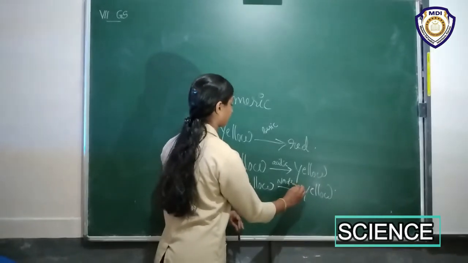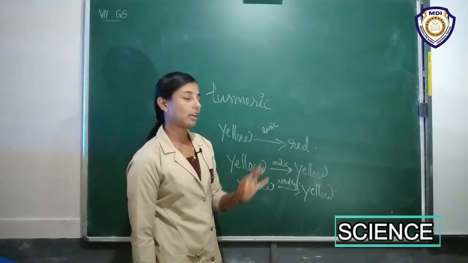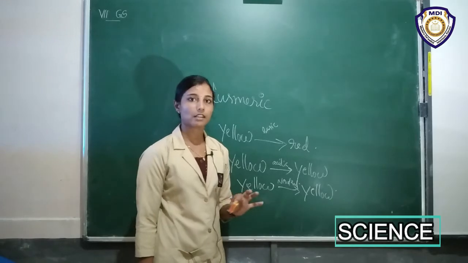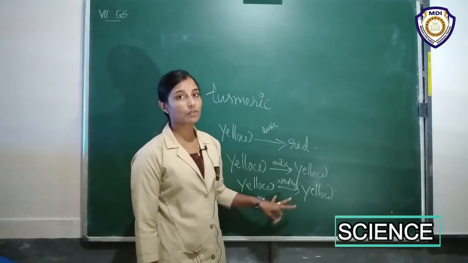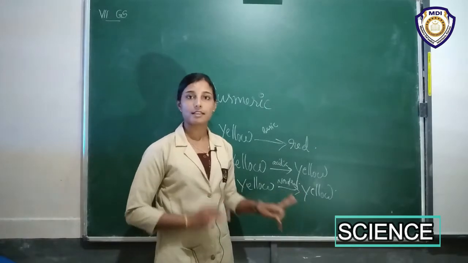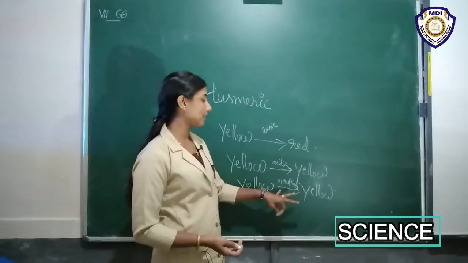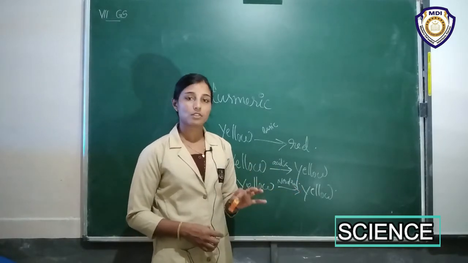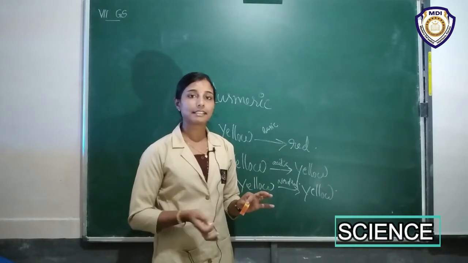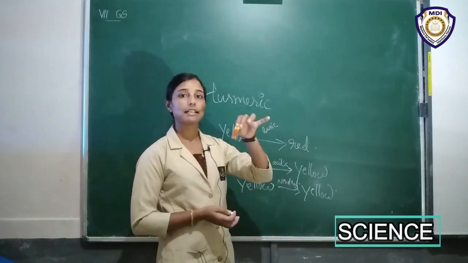So how can we differentiate these two using a turmeric indicator? In an acidic solution and in a neutral solution, turmeric remains yellow. So how can we find whether it is acidic or neutral using this turmeric? We have to check the solutions using this strip.